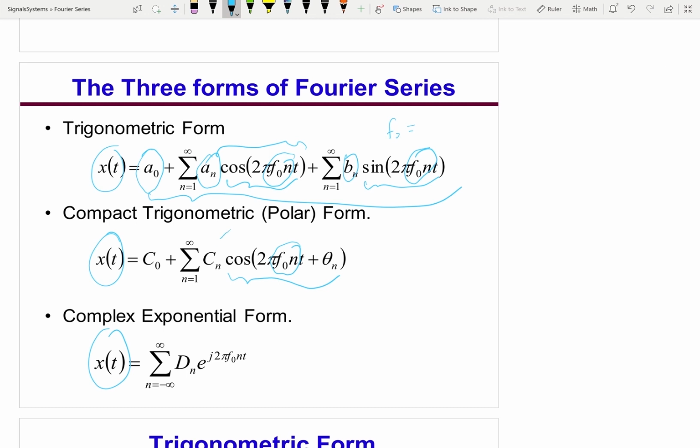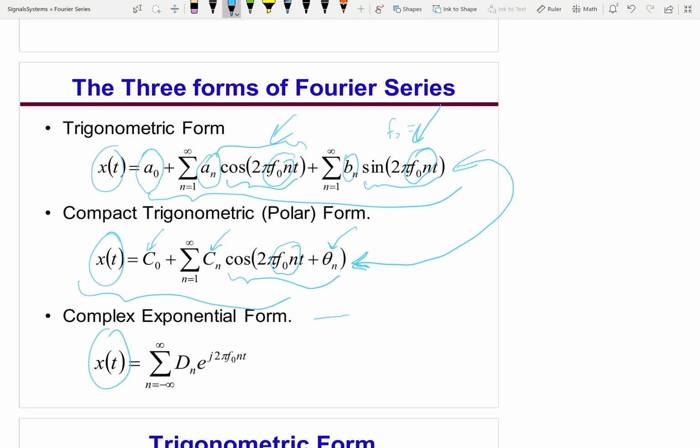Each harmonic will have a different amplitude Cn, and it will have a different phase, and there is a DC. And we will see later, if we have this form, we can find this form. This is more common to use because you are dealing with only one sinusoid, a cosine, instead of here where you are dealing with two. Now the complex exponential form is easy to calculate.